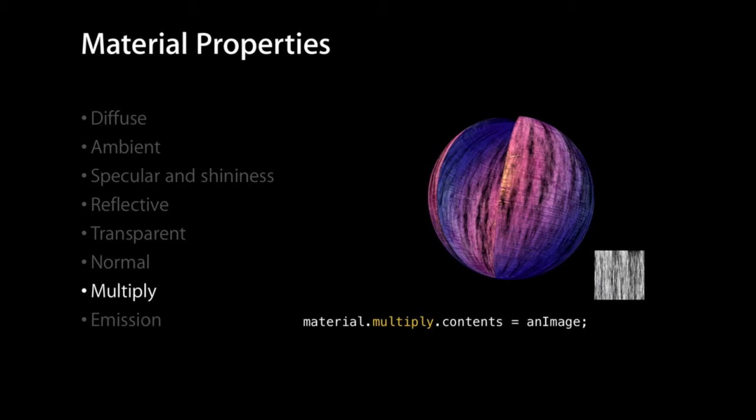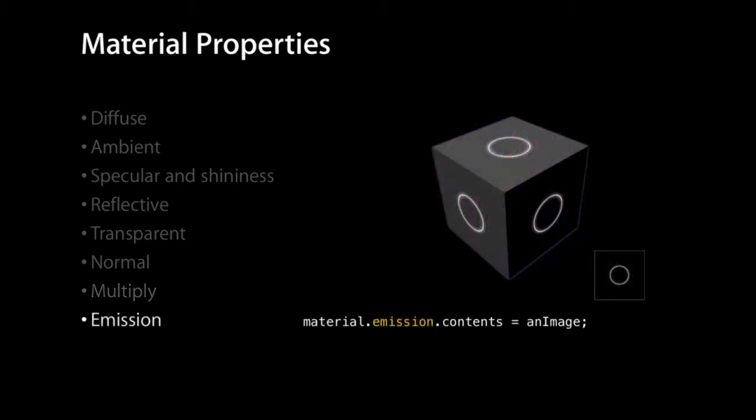The multiply property allows you, for instance, to set some light maps or shadow maps, which is a popular technique that designers are familiar with. And last, the emission is an emissive color. That means that it can be visible even when the material doesn't receive any light. So for instance here, the circle image is visible even on the side of the cube that doesn't receive any light, and it's because it is emissive.